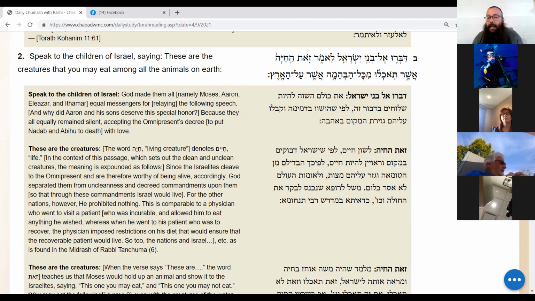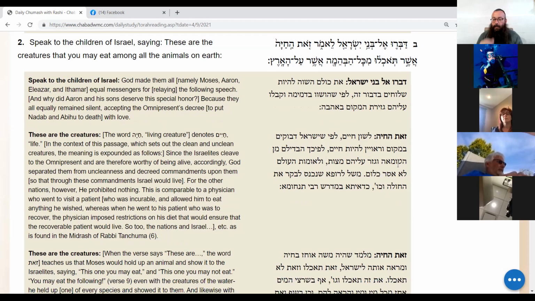Okay. So this is the animal asher teichlu that you should eat. Rashi tells us something else, that Moses literally did show and tell. He picked up the animals and he said, this is it. Every animal we're going to hold. This is a cow. This is kosher. This is a camel. It's not kosher. This is a pig. It's not kosher. And then he even did it by all the categories, actually, Rashi tells us, right?